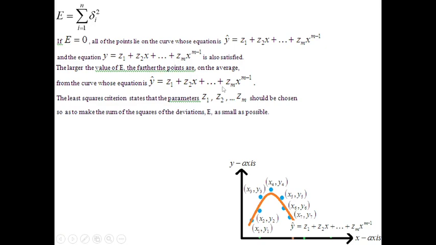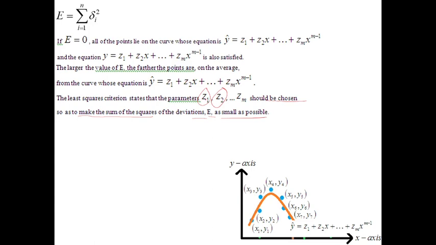So the least squares criterion states that the parameters z sub 1, z sub 2, and so forth should be chosen so as to make the sum of the squares of the deviations E as small as possible. Okay? So that is the statement.